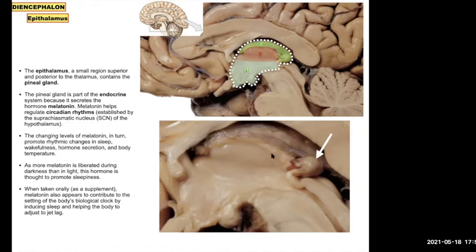All right, so when we talk about the hypothalamus, the only thing we're really concerned about is this pineal gland and the pituitary gland up there. So that's your epithalamus and the pineal gland right here.